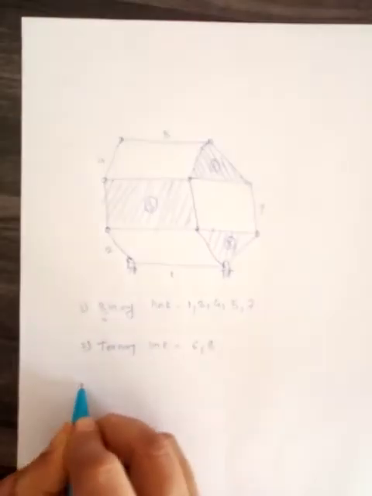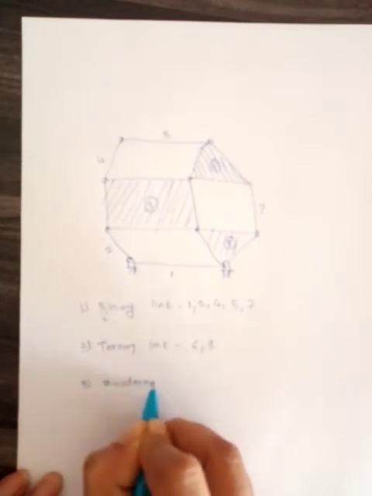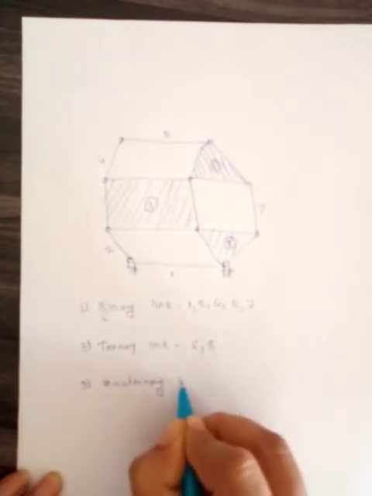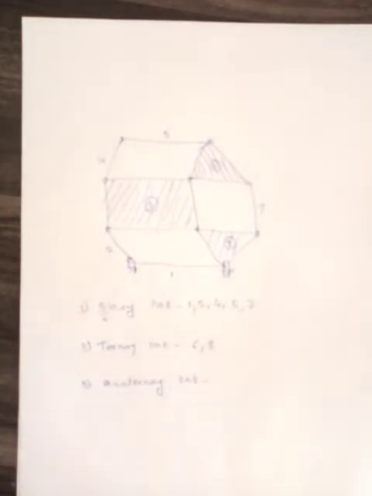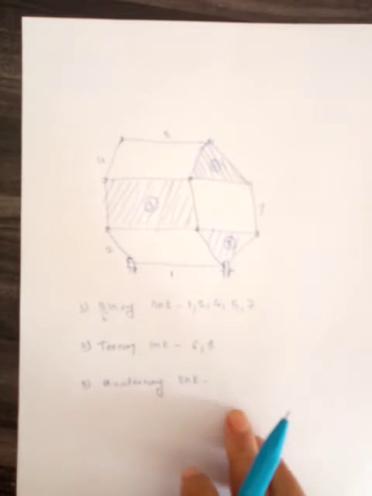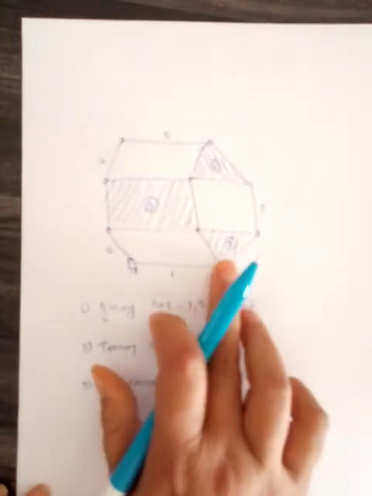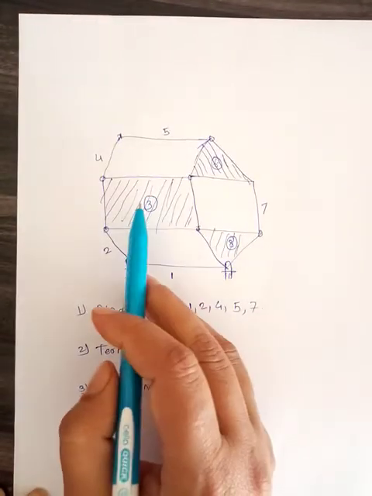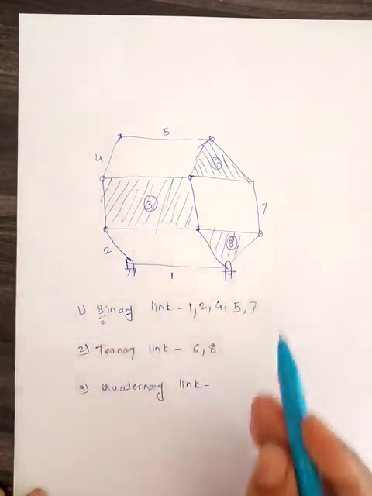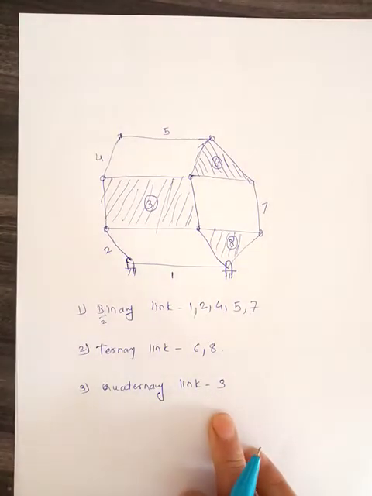Then third will be the quaternary link. What is the quaternary link? A link attached at 4 different points is called the quaternary link. In this mechanism, which link is the quaternary link? Link 3 is the quaternary link.